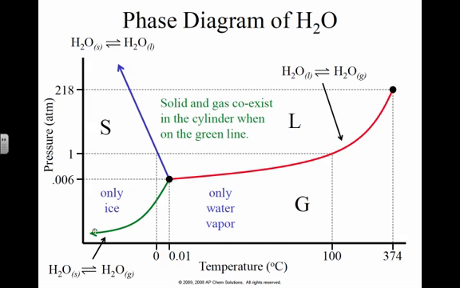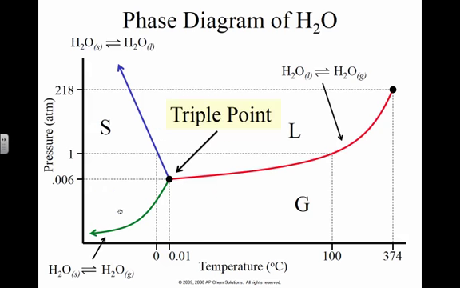This line right here represents the line of sublimation. That's going from a solid straight to a gas. So from here to here, that's called melting. From here to here, that's called freezing. From here to here, that's called boiling. From here to here, that's called condensation. From here to here, that's called sublimation. And from a gas to a solid, that's called deposition.